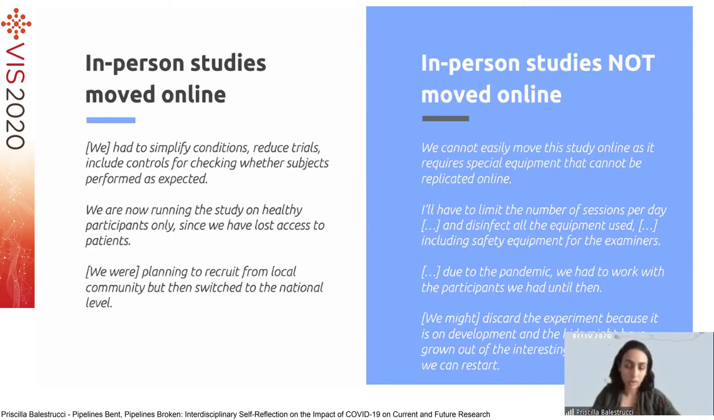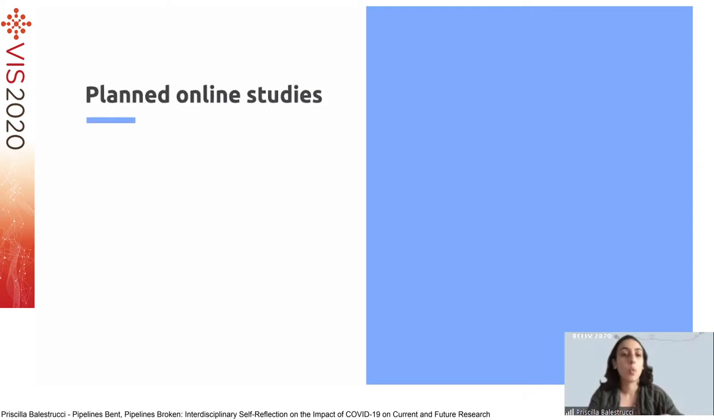So not only the data collection, going back to our research pipeline, but also the experiment planning, and also the data analysis and communication phase. One might think that online studies that were already planned online would be less affected. However, what we found is that it was not the case, or at least that the results that we got were not unanimous or so straightforward.